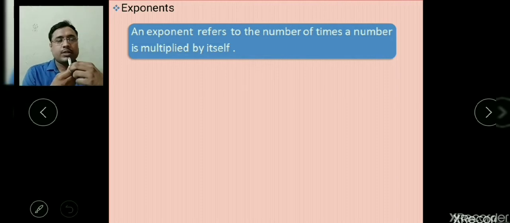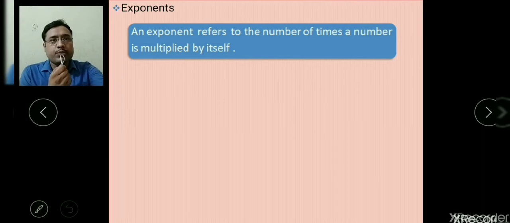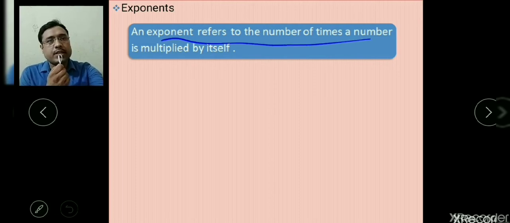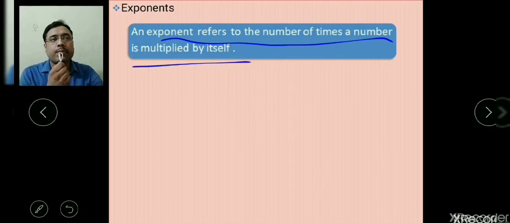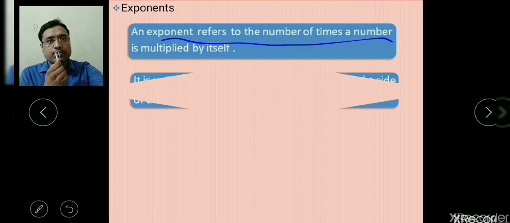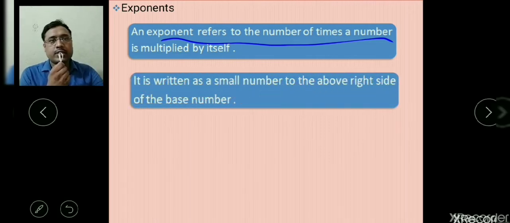See, first the basic terms we have to see, that is, the exponents. We can understand it like this: exponent refers to the number of times a number is multiplied by itself. How many times a number is multiplied by itself, it shows this only. It is written as a small number at the above right side of the base number. Downside is the base number and the exponent is written at the above right side corner.